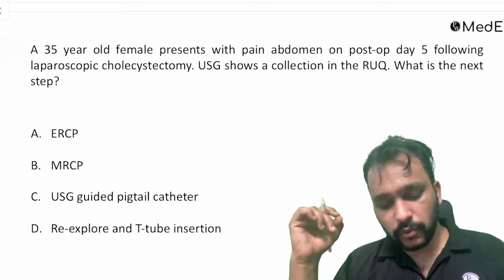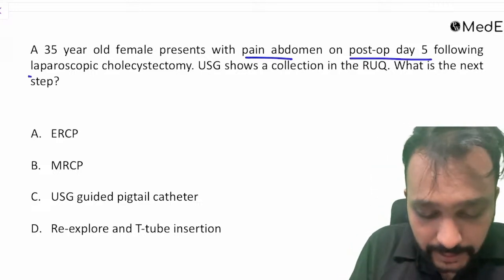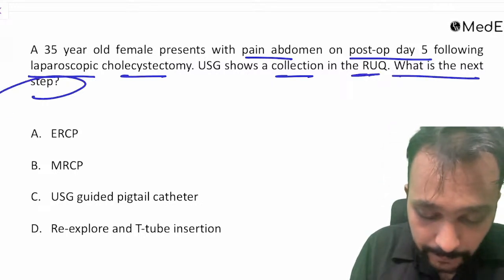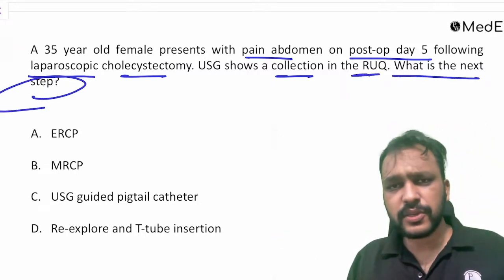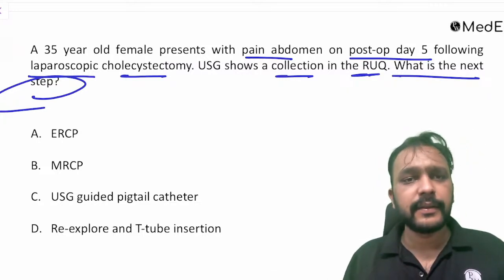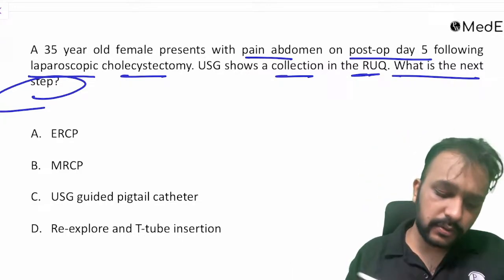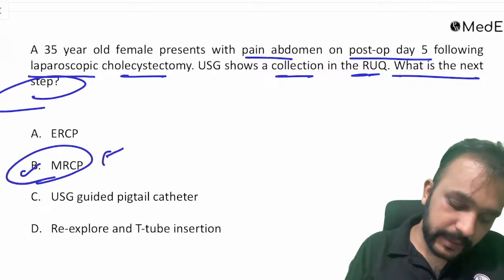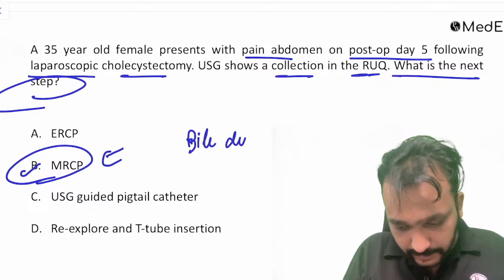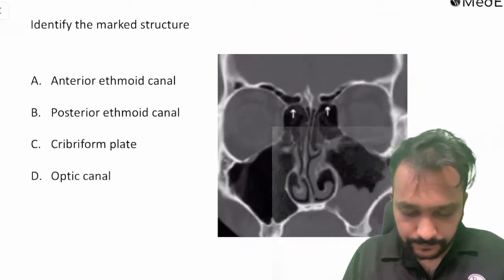So a 35-year-old female presents with pain abdomen on post-op day 5 following laparoscopic cholecystectomy. Ultrasound shows a collection in the right upper quadrant, right? So this is just your similar case of CBD injury, right? There is a collection in the right upper quadrant, your Morrison's pouch. You are going to go for MRCP abdomen to look for any bile duct injury, right?